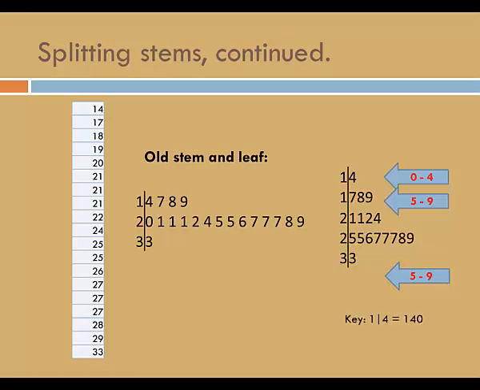Again, we can add a key to recreate the source data. A 1-4 equals 140. So now I have a stem and leaf plot that has 5 stems and gives us a good picture of the distribution of this data.